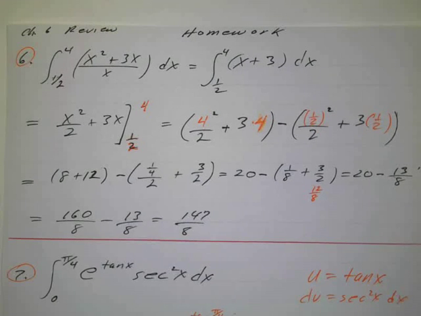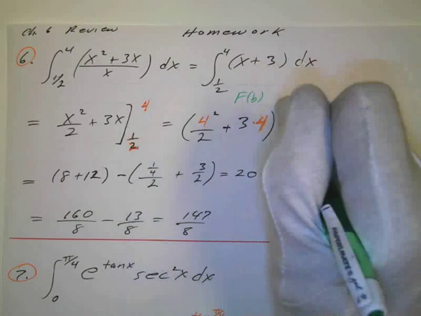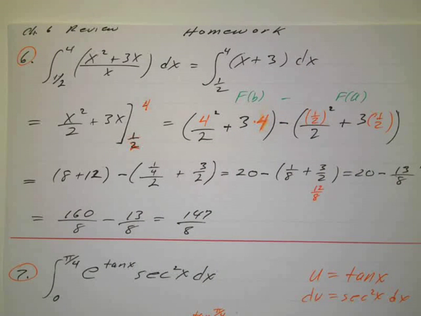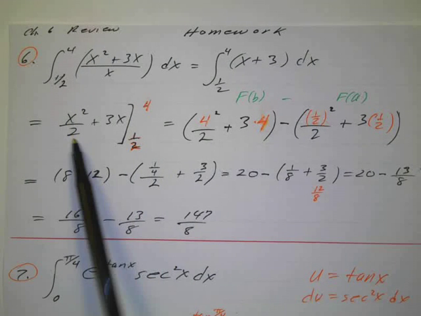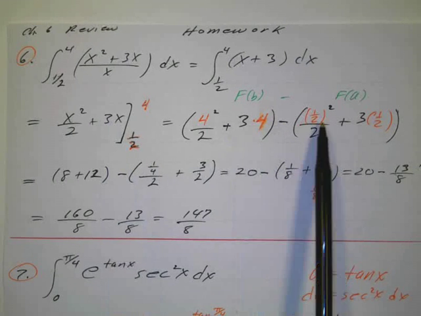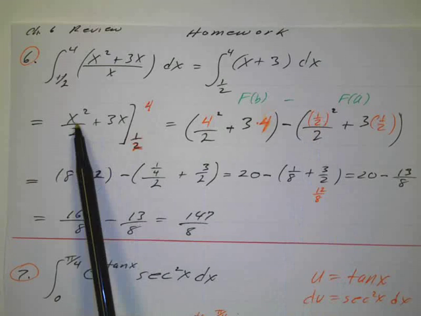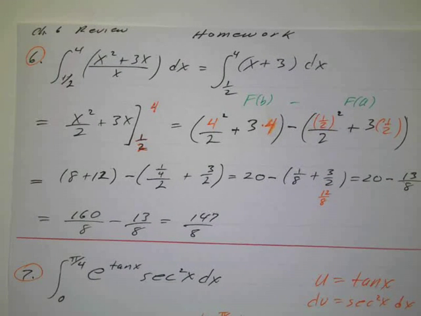And this is going to be your f of b, right over here, f of b minus f of a, using the fundamental theorem of calculus. So here we put 4 in here. So we get 4 squared over 2 plus 3 times 4, minus, and this is going to be 1/2, 3 times, this is going to be 1/2, 1/2 squared over 2 plus 3 times 1/2.